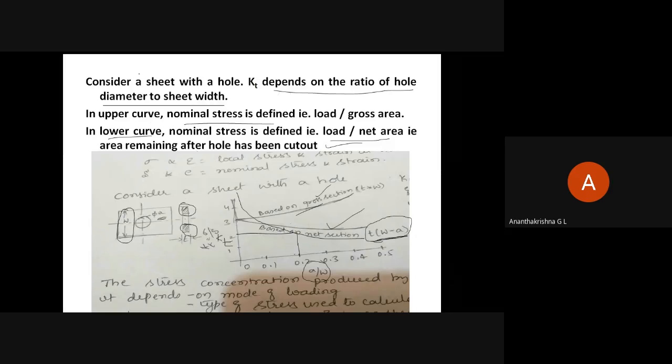So that is what we need to use for calculation of sigma nominal, W minus A into T, and in the numerator it's going to be load P by W minus A into thickness. This will give you sigma nominal.